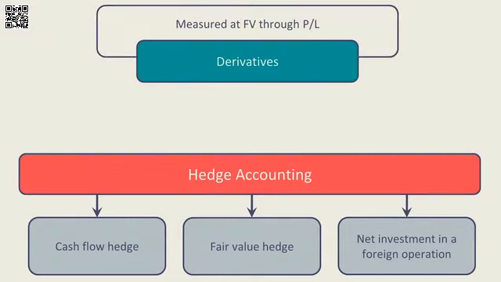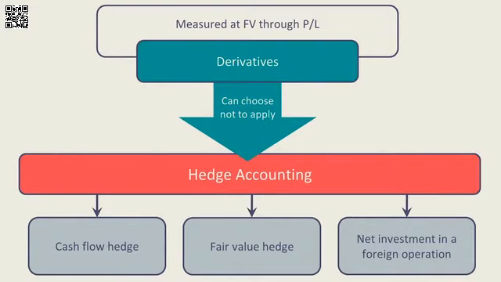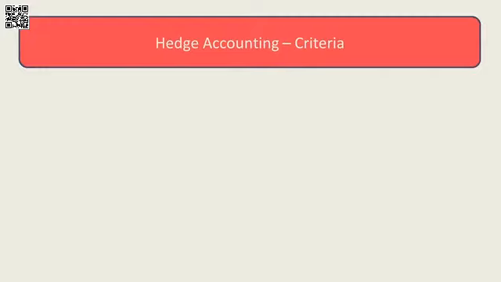So you can have derivatives in the business, forwards, futures, options, but you can choose not to apply hedge accounting. You can simply measure those derivatives at fair value through profit and loss. All that hedge accounting is essentially doing is playing around with the accounting period in which the movement on the derivative actually hits the financial statements. Before we take a closer look at that, let's just look at the criteria that need to be in place before hedge accounting can be applied. And there are three things to look out for.